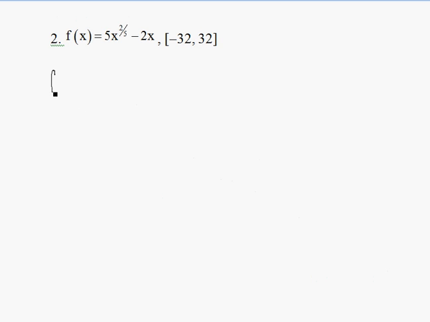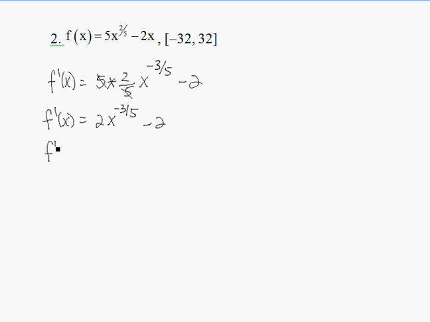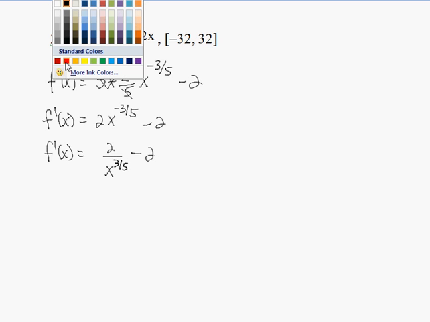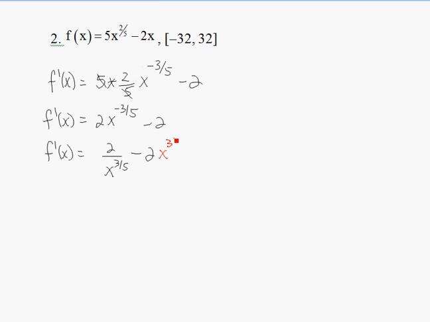So the derivative f prime of x equals 5 times 2/5 x to the negative 3/5 minus 2. The 5's cancel. So we get f prime of x is equal to 2x to the negative 3/5 minus 2. Whenever I have a negative exponent, I always write it in the denominator and then get common denominators. So I'm going to multiply this by x to the 3/5 over x to the 3/5. So we get f prime of x is equal to 2 minus 2x to the 3/5 over x to the 3/5. That's kind of ugly.